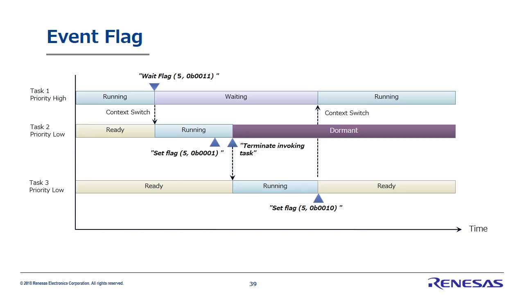Here you can see it written out on a timing chart. High priority task 1 invokes the wait flag API at this point. Task 1 moves into waiting. At this point, task 2 invokes the set flag API, and here, task 3 executes set flag. Since this fulfills task 1's wait release conditions, at this point, task 1 is released from waiting, and since task 1 is higher priority than task 3, task 3 is moved to ready state and task 1 into running.